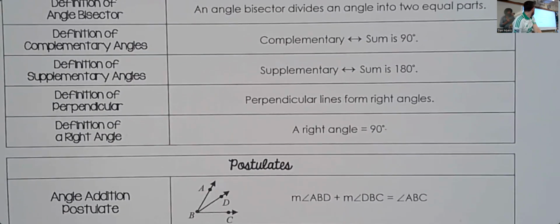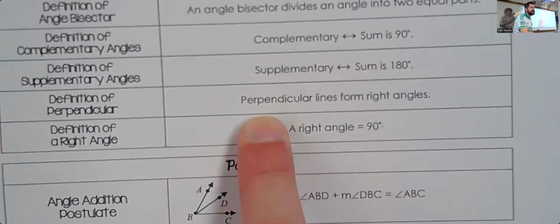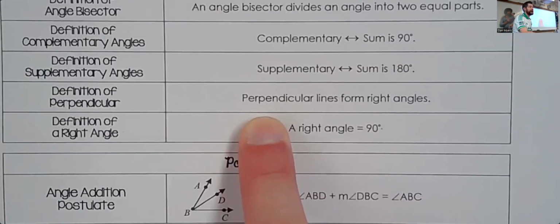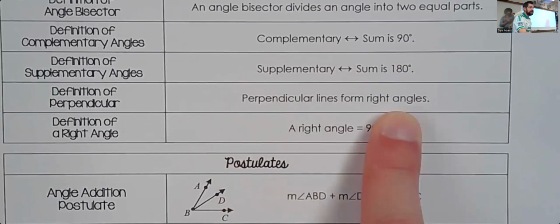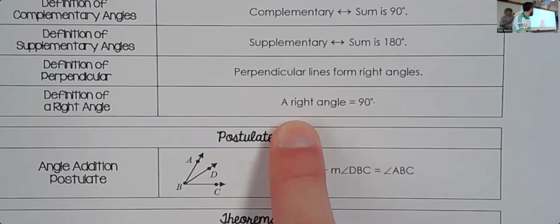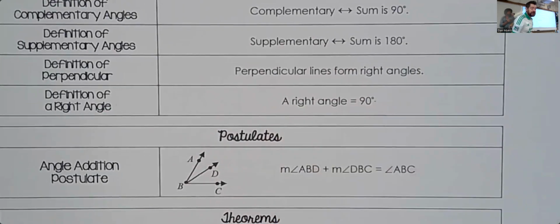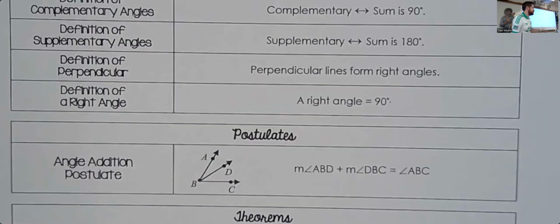Definition of perpendicular. Perpendicular lines form right angles. So basically, if two lines or segments are perpendicular, then if there's an angle there, the angle would be a right angle. And if an angle is a right angle, that means it equals 90 degrees. That's our definition of a right angle. So we're going to be using a lot of this kind of step-by-step logical stuff that we saw with segments, but now we're applying it to angles.